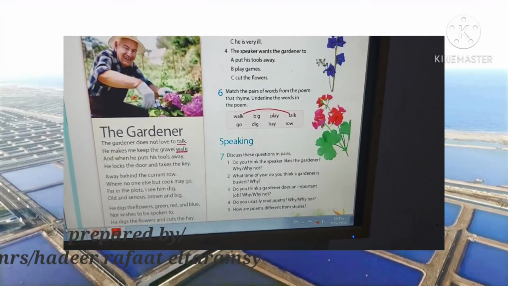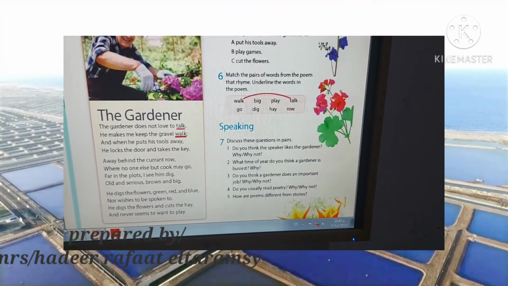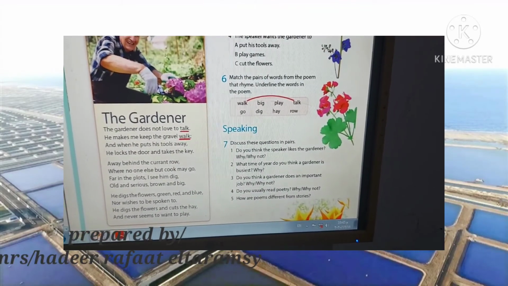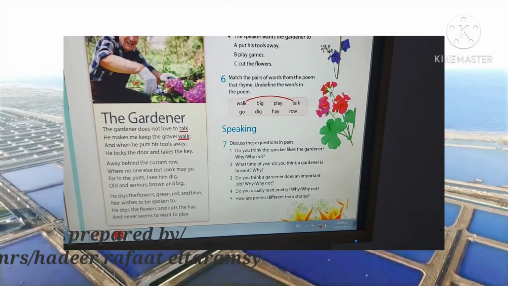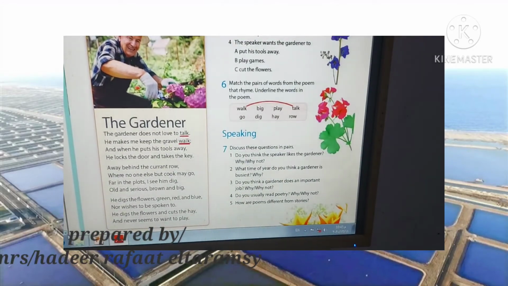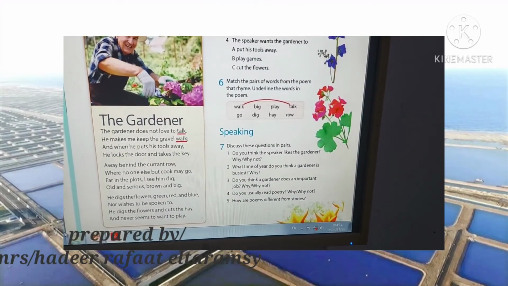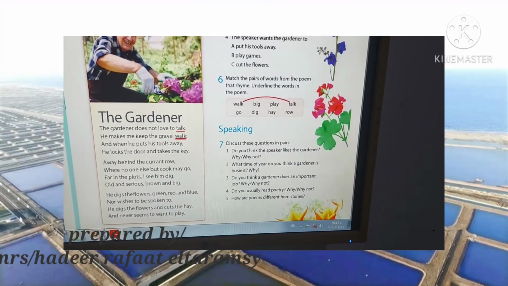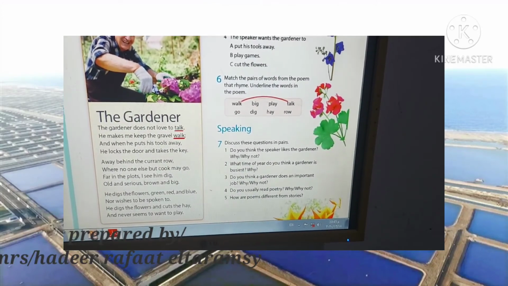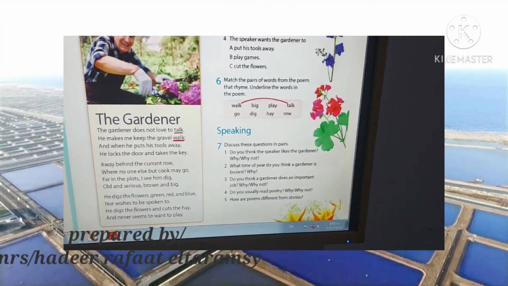Exercise number 7. Discuss these questions in pairs. Do you think the speaker likes the gardener? Yes or no? The speaker, the child, do you think he likes the gardener? No, I don't think he likes the gardener because he makes him follow the rules and not to play, but the child wants to play.